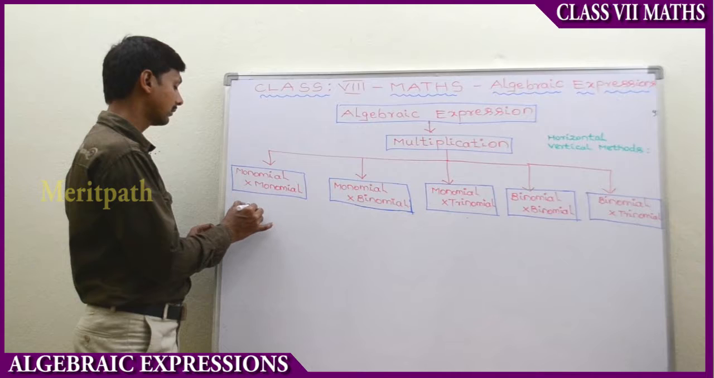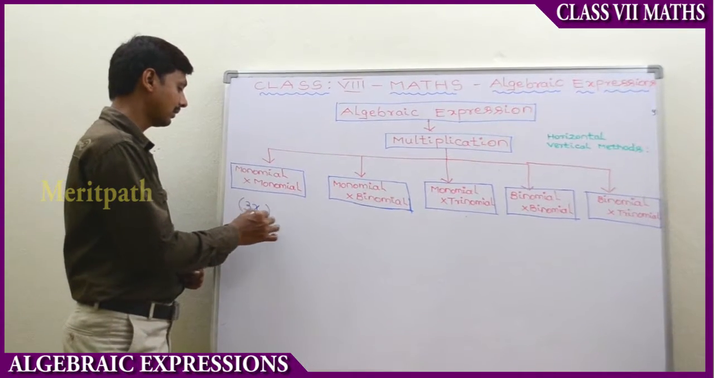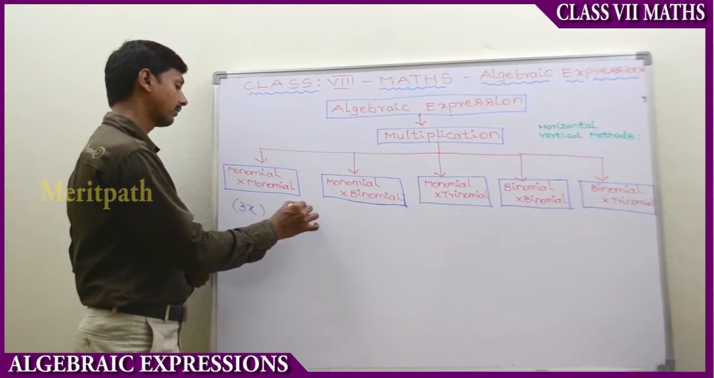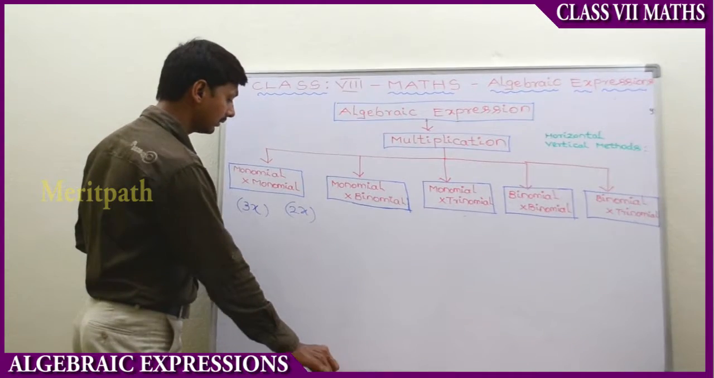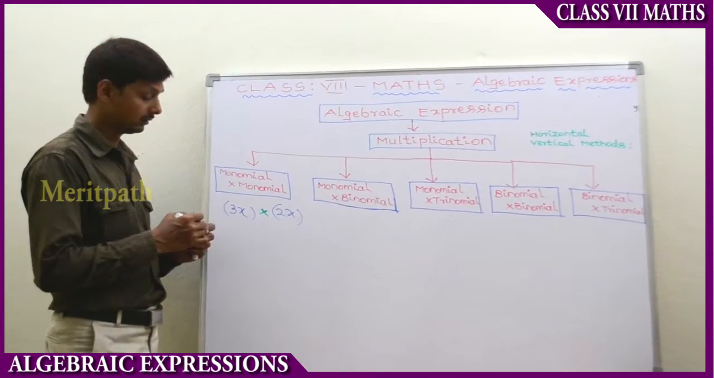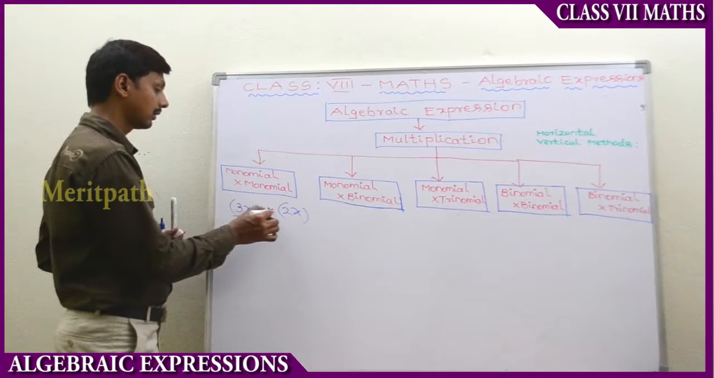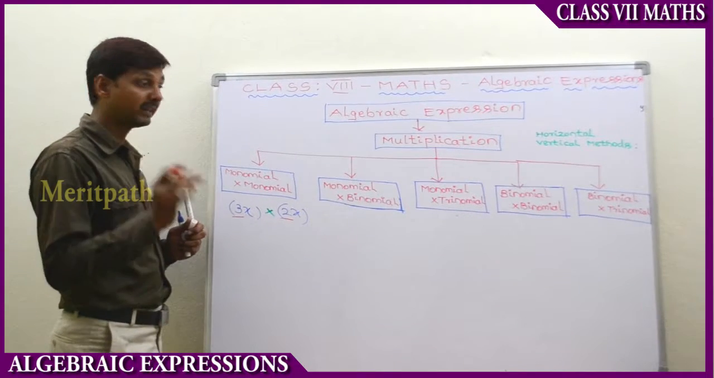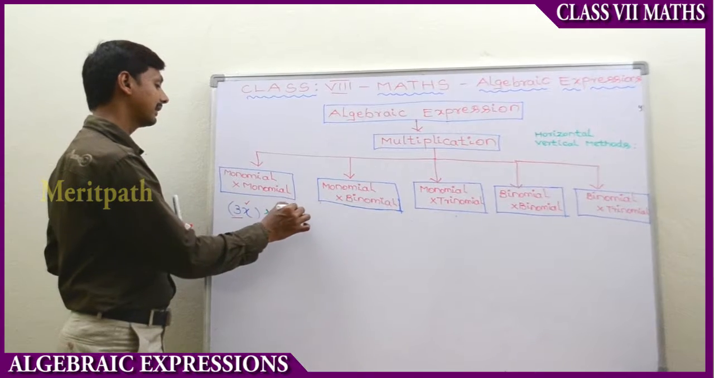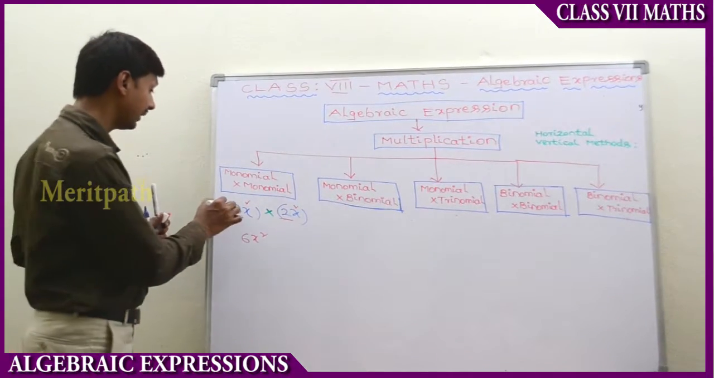So monomial is 1 term. We have taken a second term, for example 2x. We need to multiply this monomial by monomial. Let's multiply: first we multiply the numerical coefficients, that is 3 into 2, 6. x into x is x squared. So in this manner we multiply monomial by monomial.